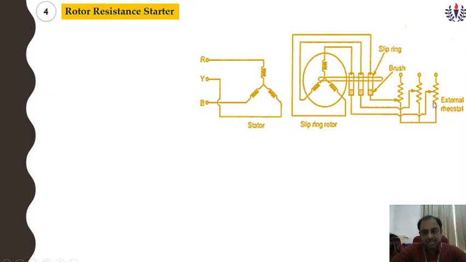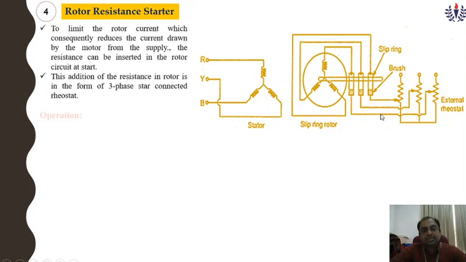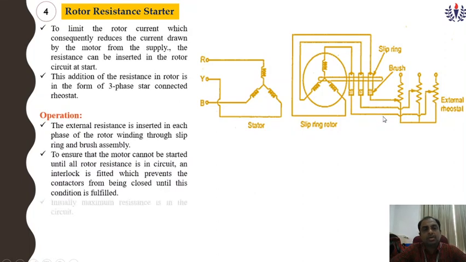The external resistance is inserted in each phase of the rotor winding through slip rings and brush assembly, because slip rings and brushes are automatically short circuited. Initially, maximum resistance is in the circuit. As the motor gathers speed, the resistance is gradually cut off. The operation can be manual or automatic. We can see that the starting torque is proportional to the rotor resistance.